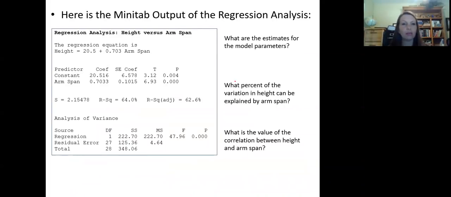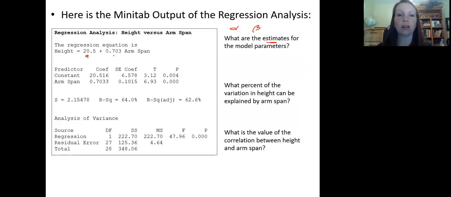All right, so here's some Minitab output from regression analysis for height versus arm span. So the first question says, what are the estimates for the model parameters? Remember, parameters are population values. So in this case, because we're looking at regression, our model parameters are going to be alpha and beta, where alpha would be the population intercept, and beta is going to be the population slope. So to estimate alpha and beta, we use A and B from our sample.